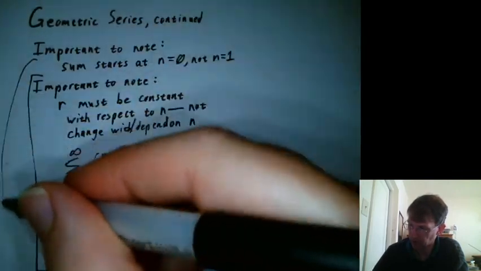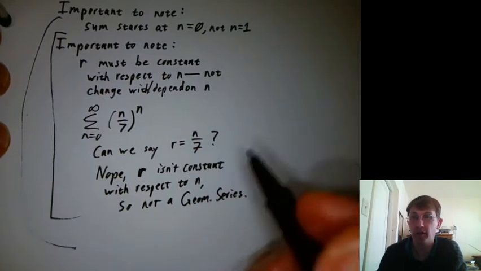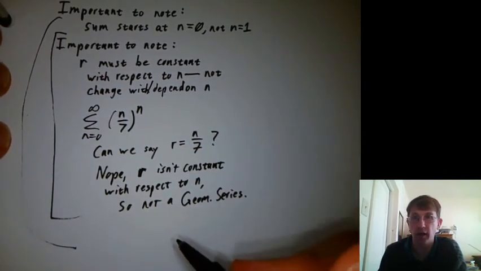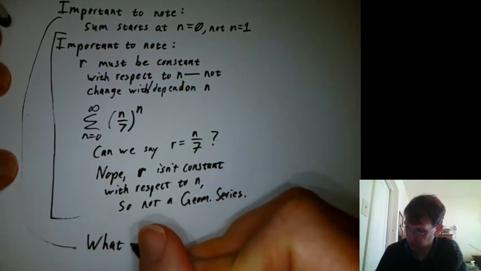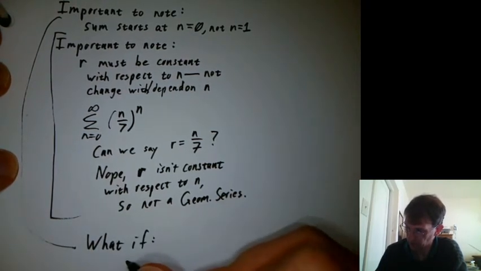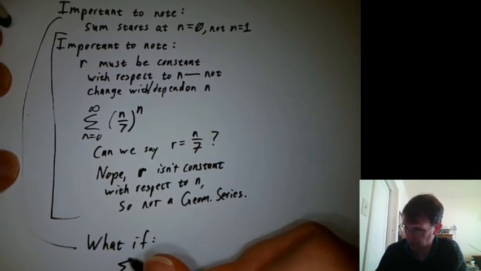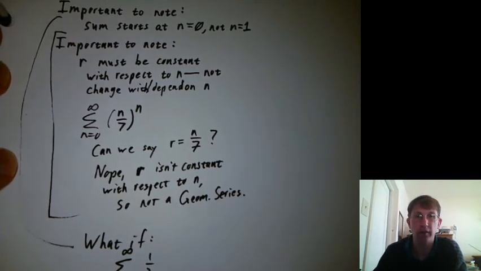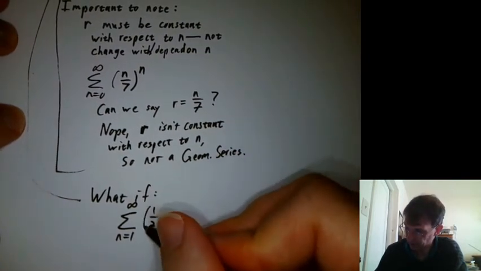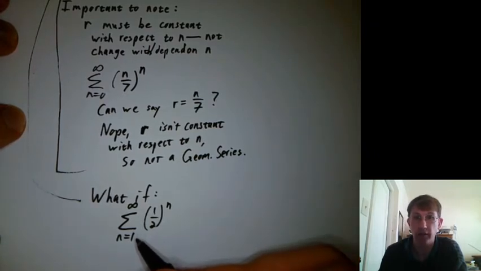Let's talk about this one real quick. What if you have something that doesn't start at n equals 0 and you still want to use that 1 over 1 minus r formula? What if you have something like the sum of, let's say, n equals 1 to infinity. We had a half before, let's use that. So this is not starting at n equals 0, right?